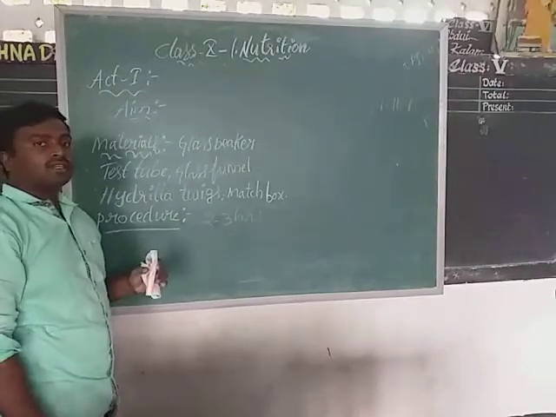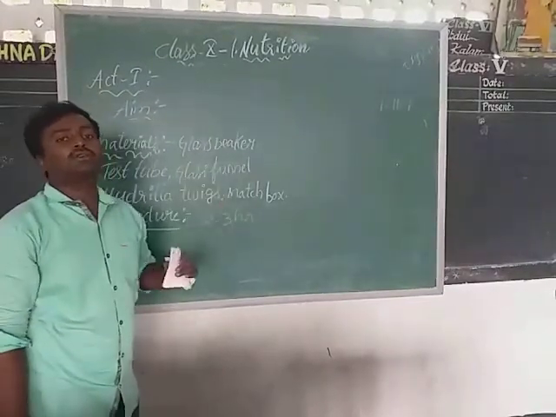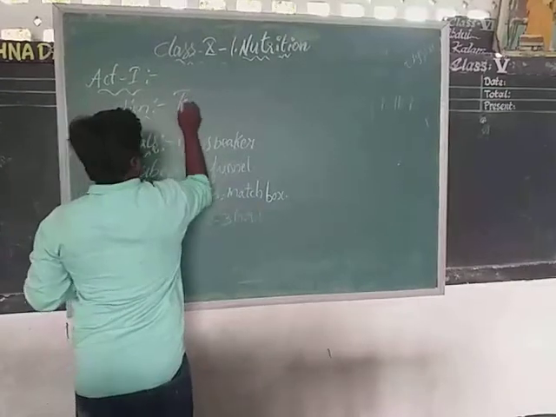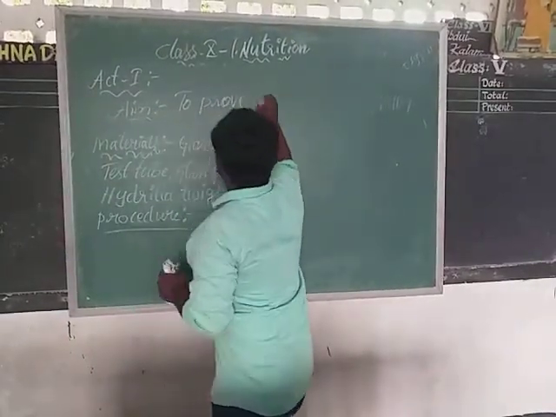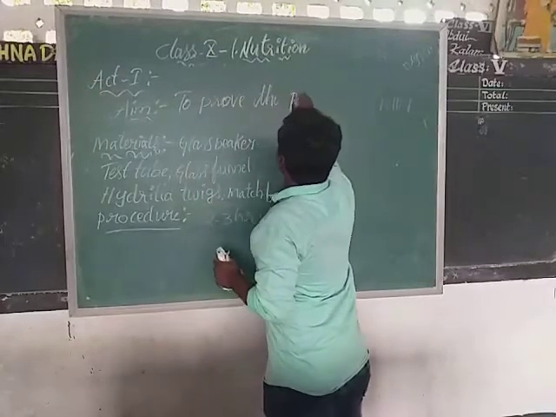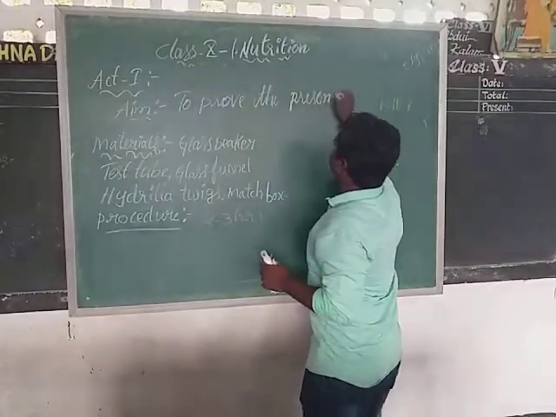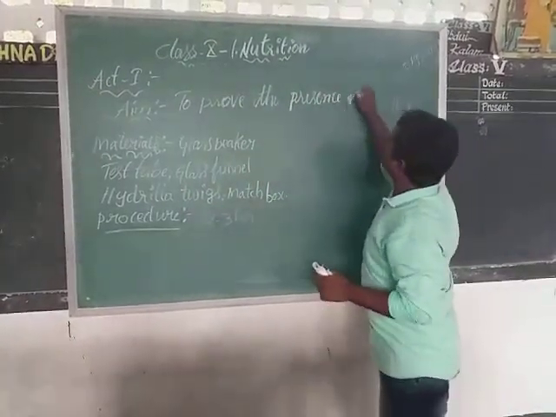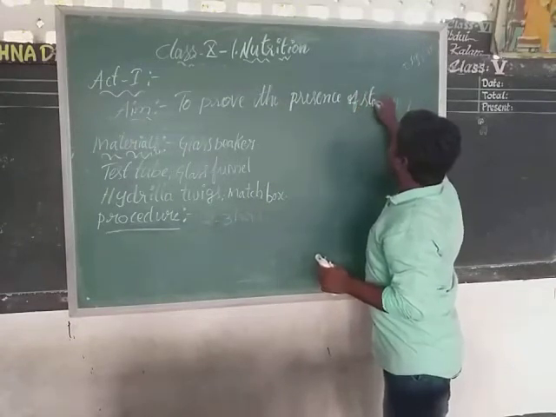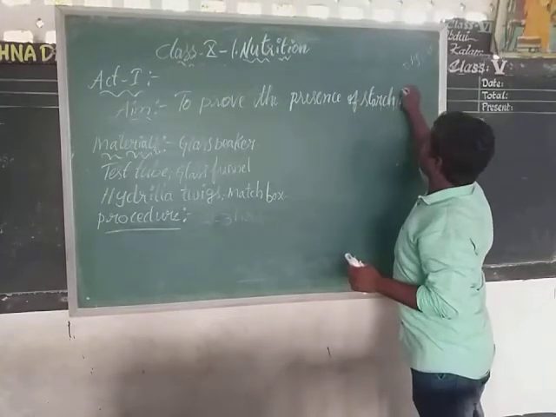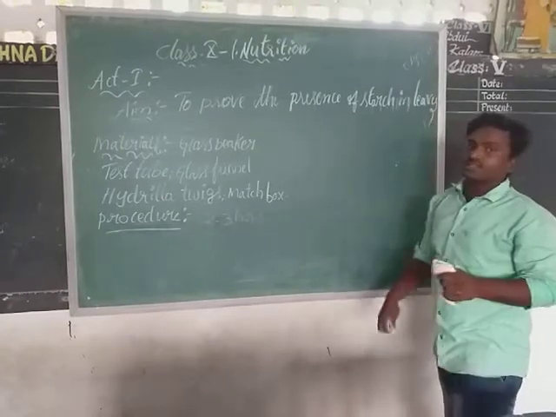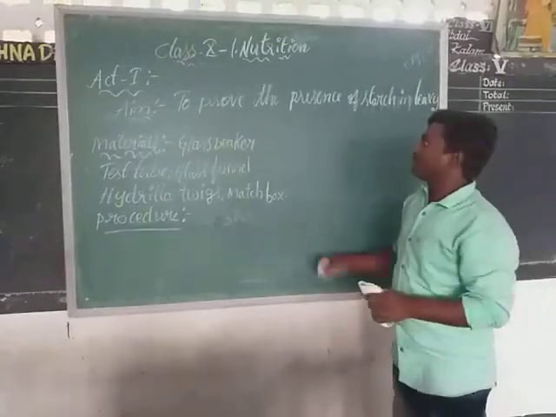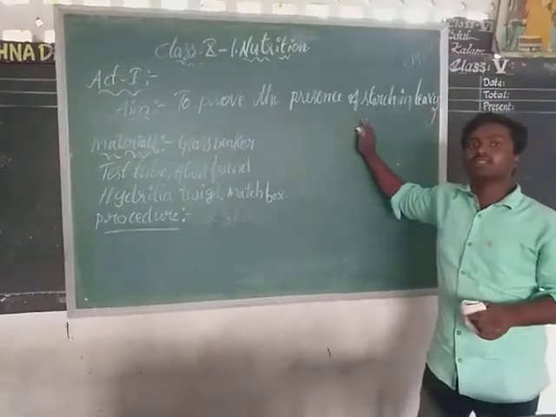A. What is our aim? What are we going to prove? To prove the presence of starch in leaves. We are going to prove the presence of starch in leaves.